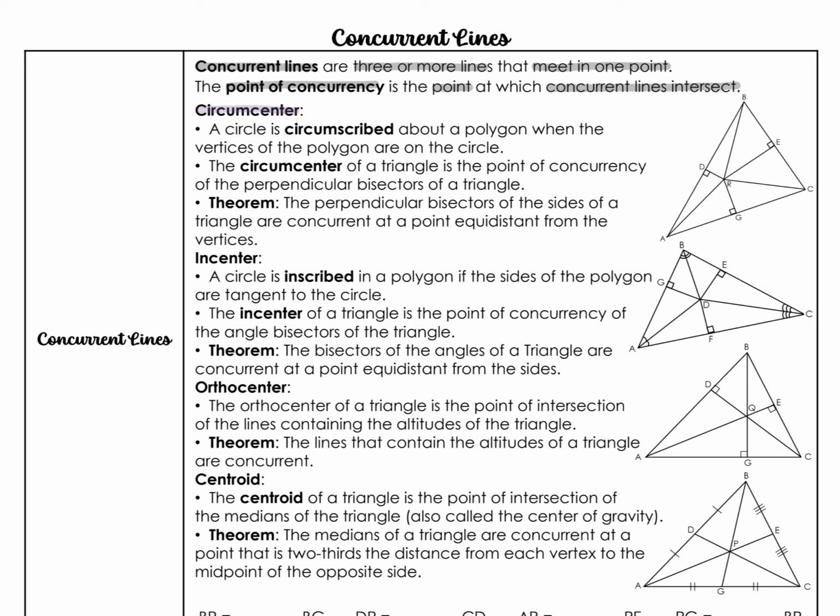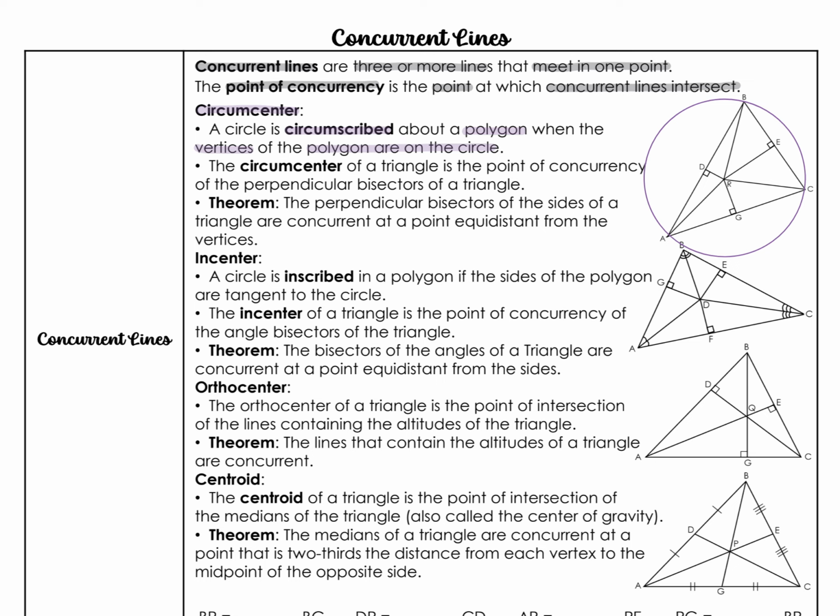The first one is going to be our circumcenter. A circle is circumscribed about a polygon when the vertices, so the angles of the polygon, are on the circle. Okay, so I'm going to pause the video real quick and I'm going to draw our circle so that it's circumscribed about the triangle. Okay, and so this is what it's going to look like.